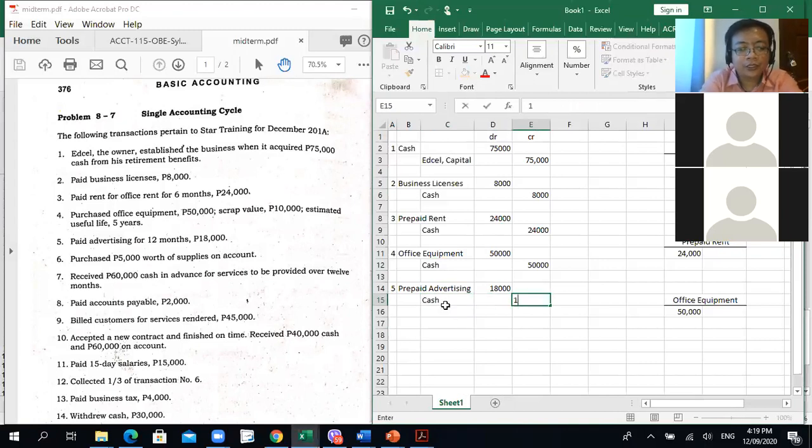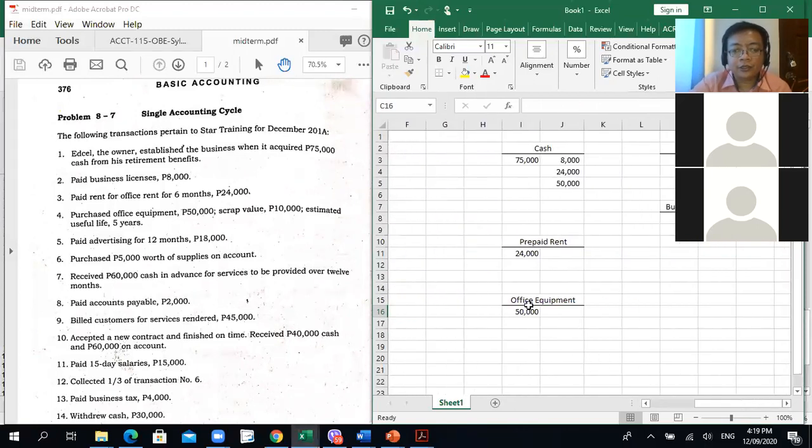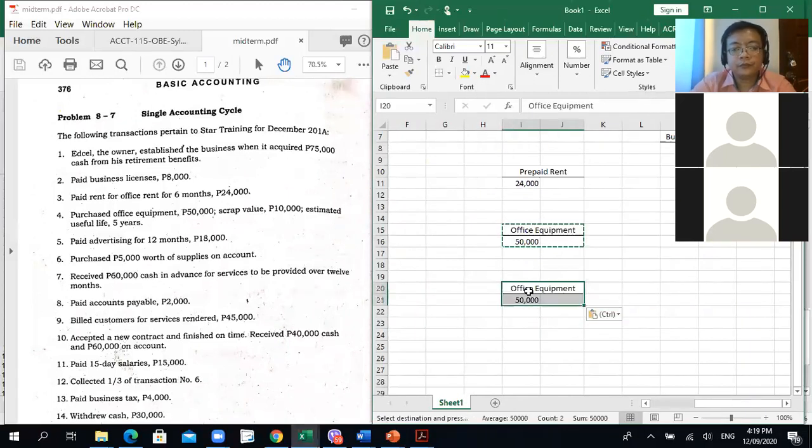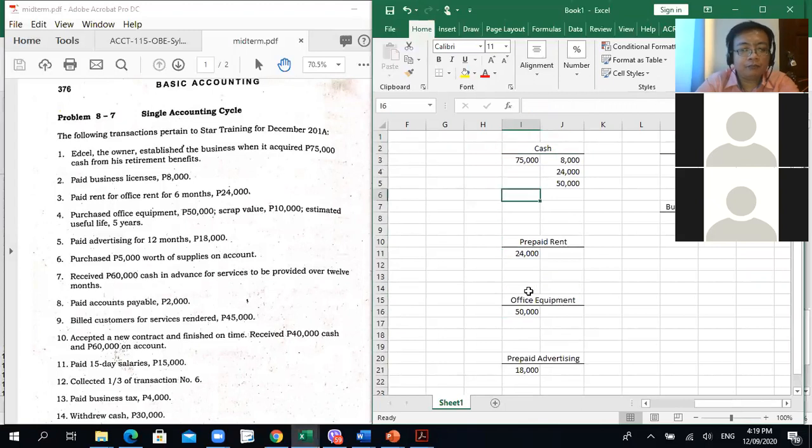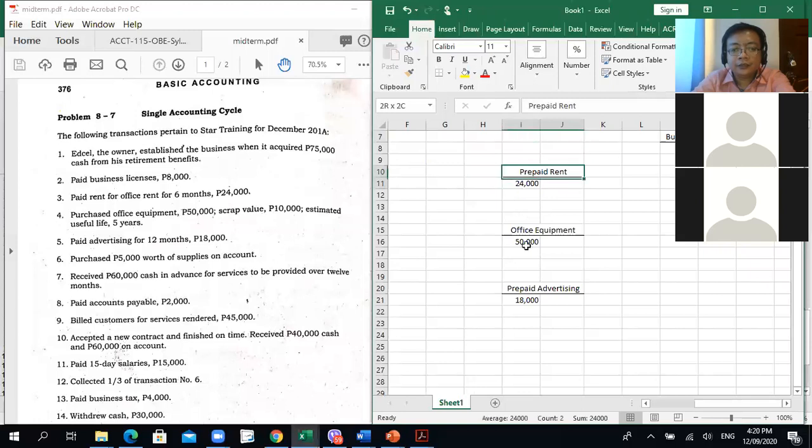Why cash? Because you paid in advertising. Since it is cash, it is also part of the prepaid advertising. So you have here prepaid advertising, which is 18,000. Paid or purchase, tama. So you have here 18,000. So far so good. Can I copy it here kasi parang kukulangan yung cash.